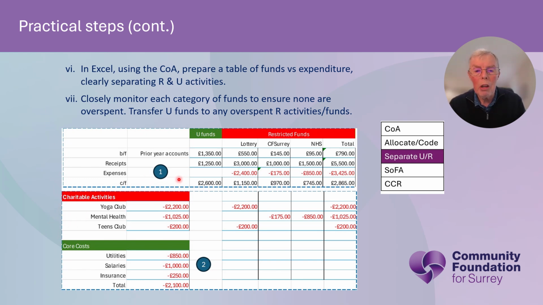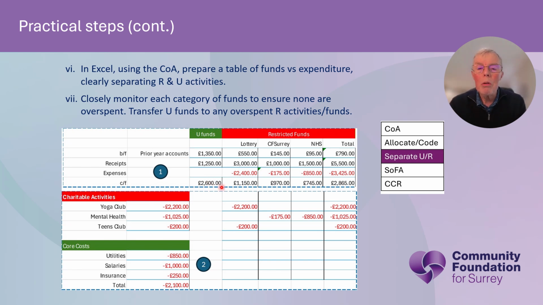Now here's a very, very simple spreadsheet where we're going to address charitable activities in particular. Here in green, we've got our unrestricted funds, and in red, we've got restricted funds. The restricted funds have come from three sources: some from the lottery, some from the Community Foundation for Surrey, and some from the NHS. I spoke in earlier videos about the importance of bringing forward any funds left over from the prior year accounts. In this case, we've got 1,350 left over from the prior year. The receipts in this year have been 1,250, giving us a total at the moment of 2,600. This is what our model produces for us if you build an Excel model along these designs.